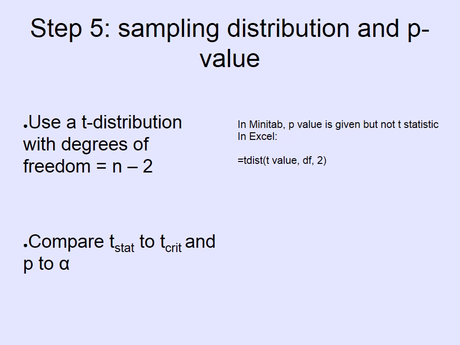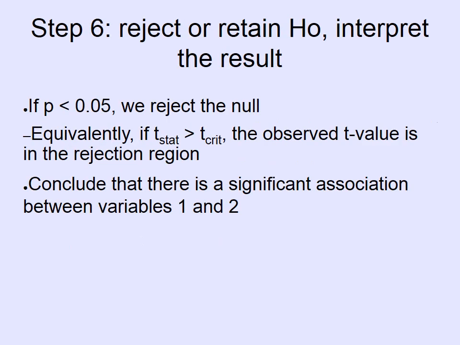The only thing we need to understand here is that the degrees of freedom for this is n minus 2. And that's basically because we had to calculate r before we could calculate t. So we lost another degree of freedom.